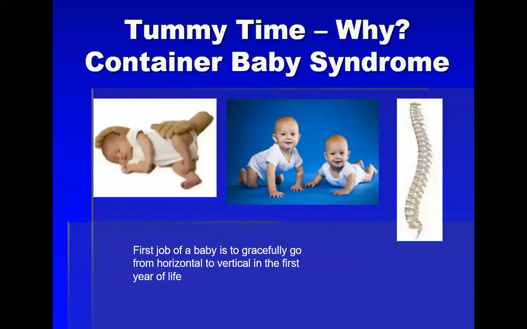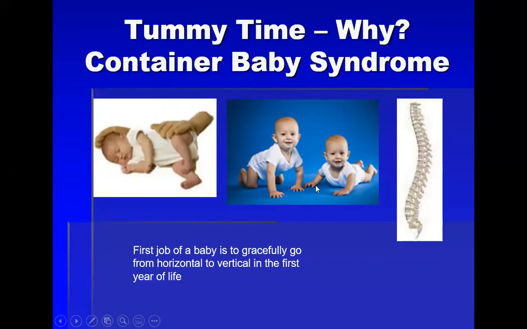Let's talk a little bit about tummy time and what I was referring to earlier as container baby syndrome. If you did not have any containers to put your babies into, and a container is anything ranging from a car seat to a stroller to a swing to a Bumbo seat. I can't remember the name, but that little cushiony chair that you sit a baby in before they're ready to sit.